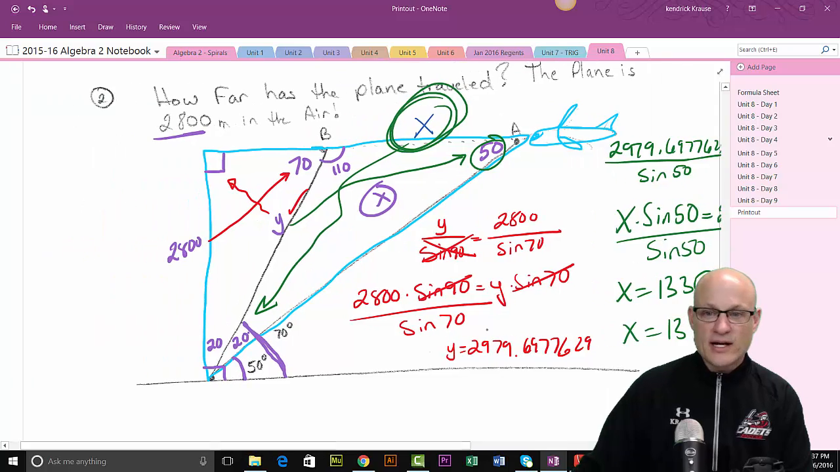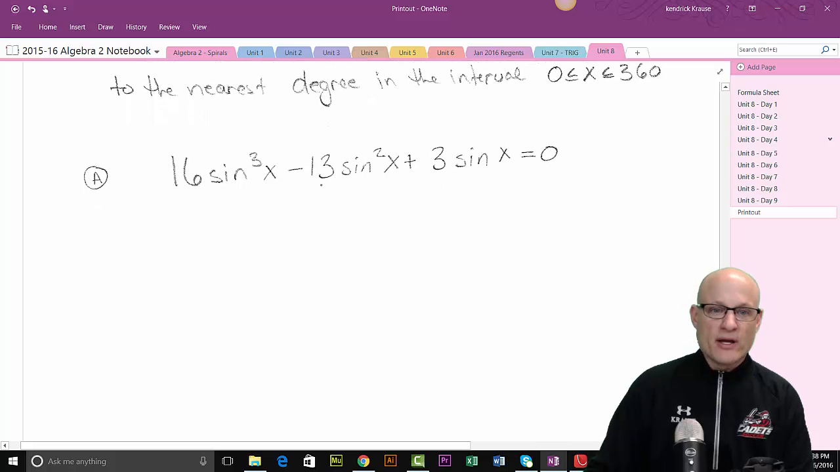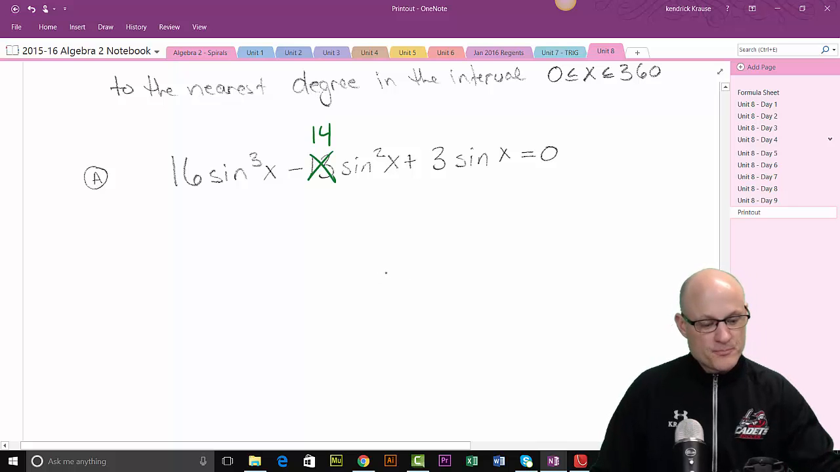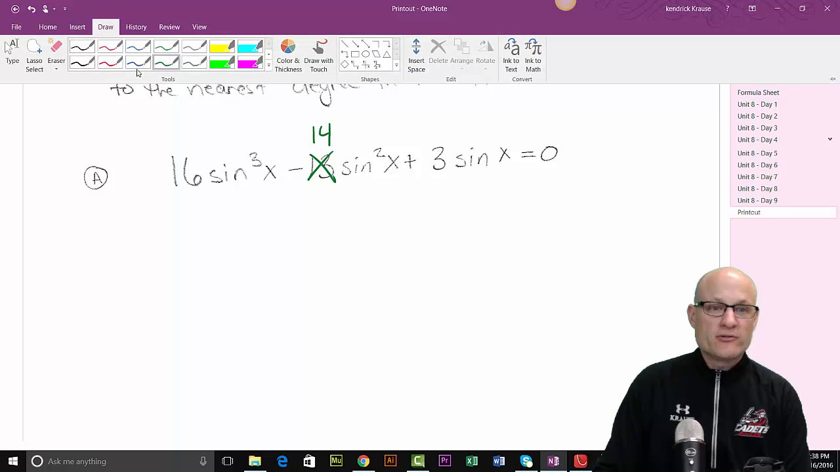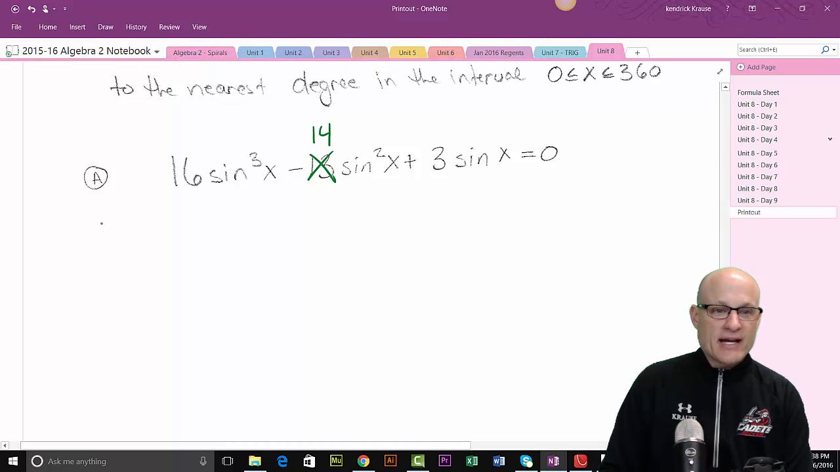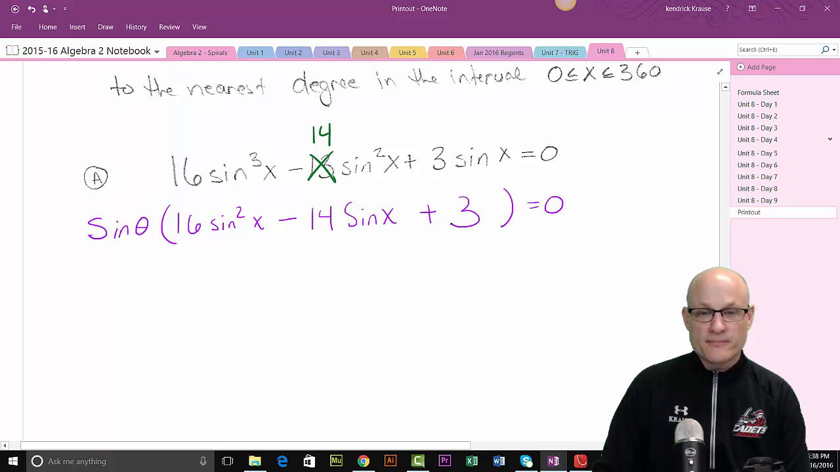All right, kids. Final steps. By the way, this has to be a 14. Otherwise, it doesn't work. All right. So let's see what we got here. It's a cubic. So the first thing I'm going to do is change my purple pen. I'm going to take out sine of theta. So it leaves me 16 sine squared x minus 14 sine x plus 3.